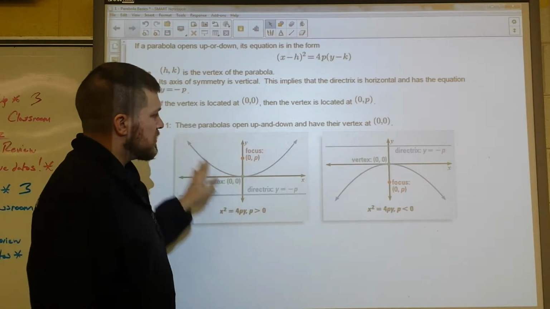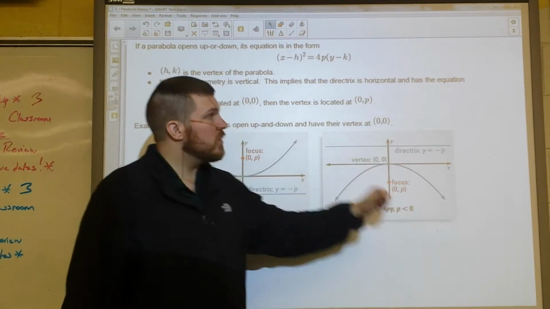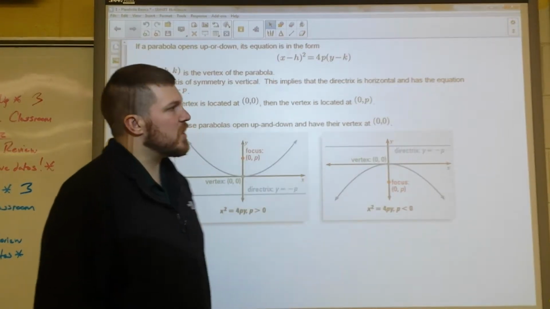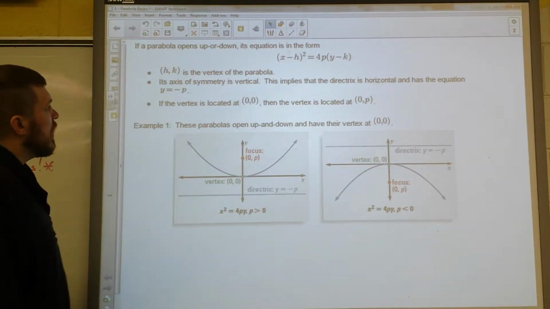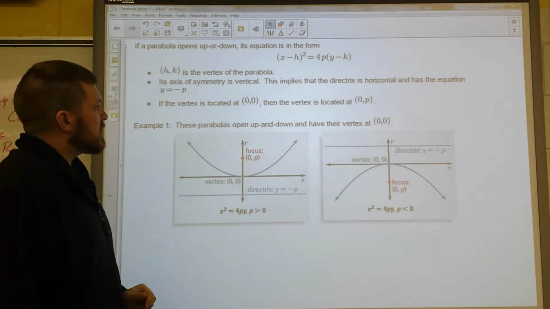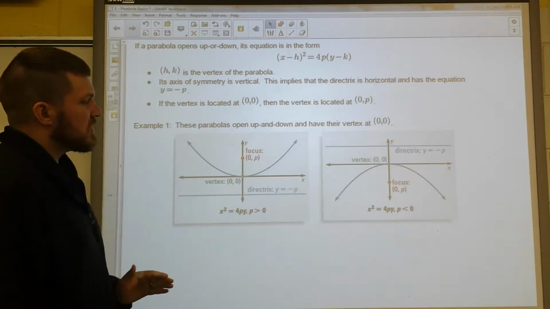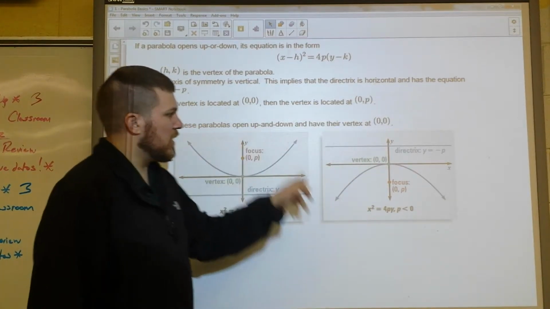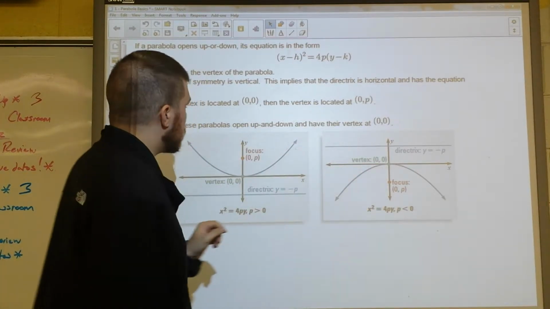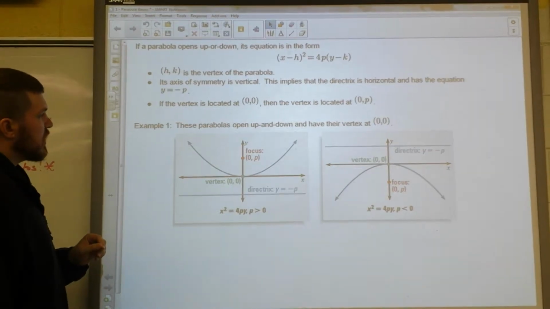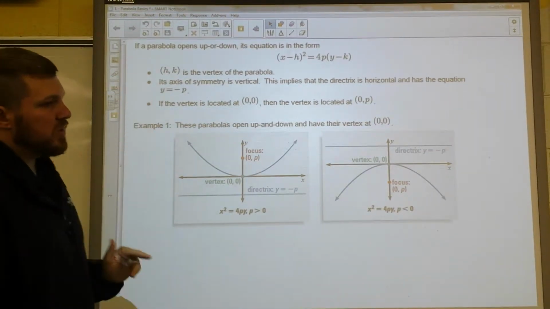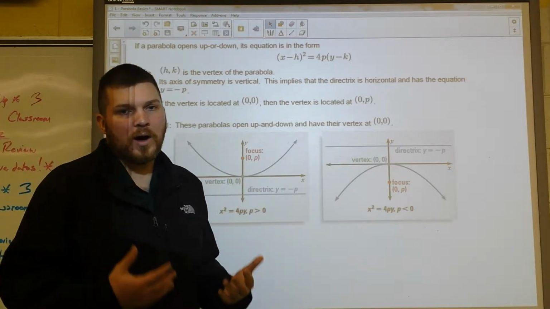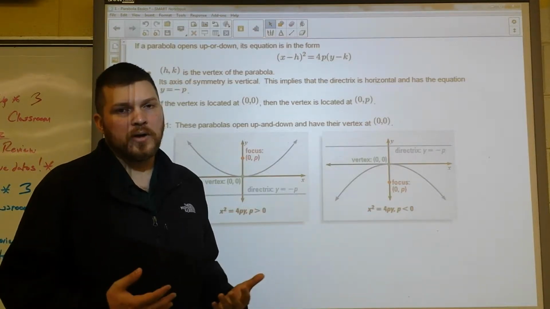So if a parabola opens up or opens down, then our equation for the parabola is (x minus h) squared equals 4p times (y minus k). Here, (h, k) is the vertex of the parabola, and its axis of symmetry is vertical. Okay, so if the parabola opens up or down, its axis of symmetry is vertical. This means that the directrix has the equation y equals negative p. Here, p is just a number that controls how wide or how narrow the parabola is going to be.